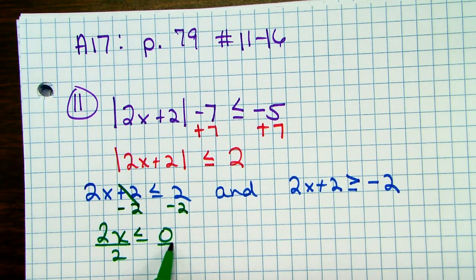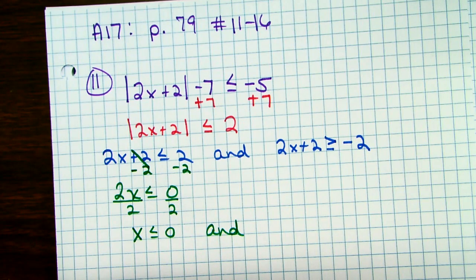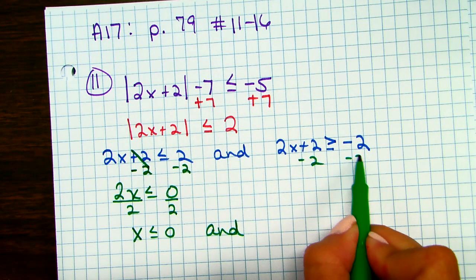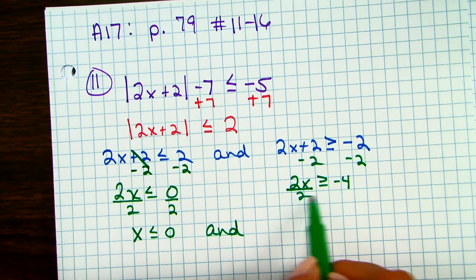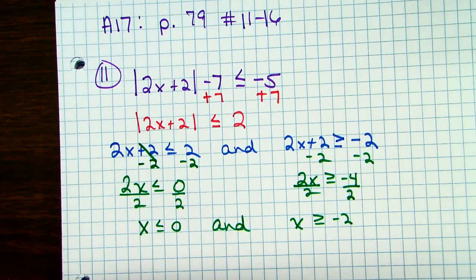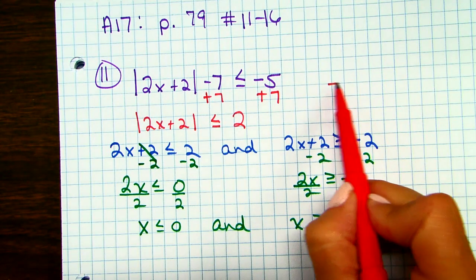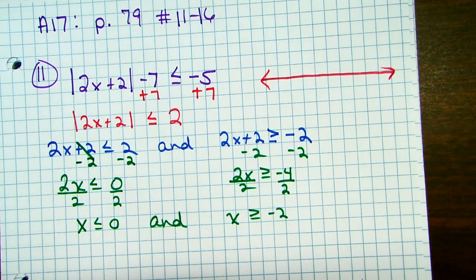Guys, if you divide 0 by any number in the whole world, it's always going to be 0, but you could ask your calculator. So I have a 0 and a negative 2.